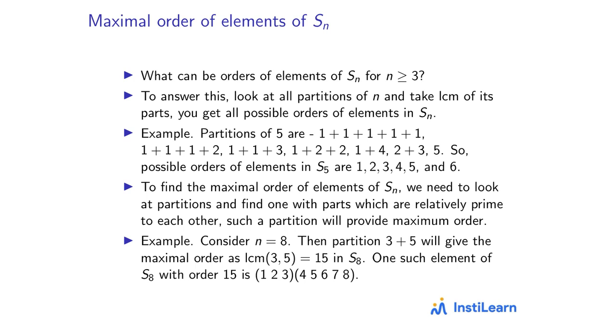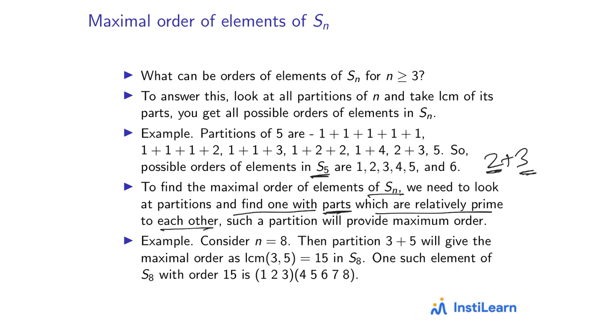So suppose you have an Sn given to you. Now the number n can have many partitions, and suppose the question asks you to find the maximum possible order of an element in Sn. So how can you quickly look at some partitions which might give you the maximal order? You should find the partitions in which the parts are relatively prime to each other. For example, you saw that in the case of S5, 2 plus 3, here 2 and 3 are relatively prime to each other, and this gave you the maximum order 6.